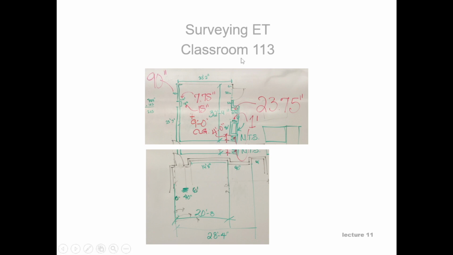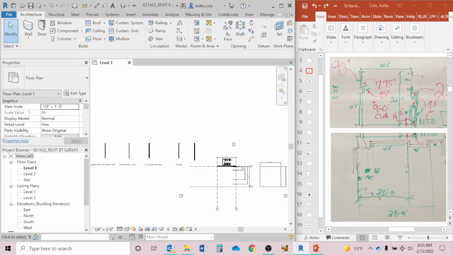In the classroom, a left to right dimension that we received was 33 feet 2 inches, and a vertical dimension of 32 feet 4 inches. We split into groups of 2 or 3 and surveyed 4 different areas. We found our way back into the classroom, and then the last hour was spent doing what we see here on the screen in Revit.